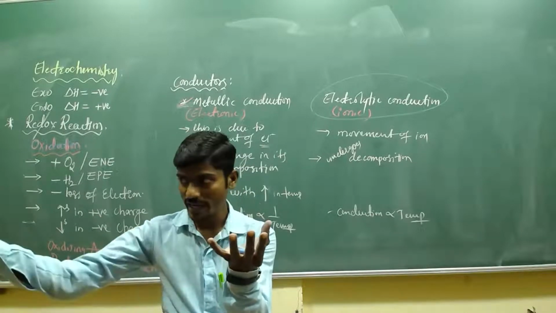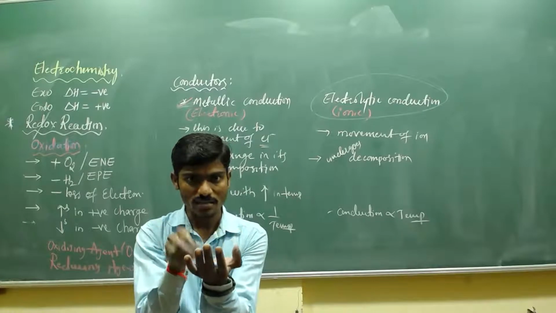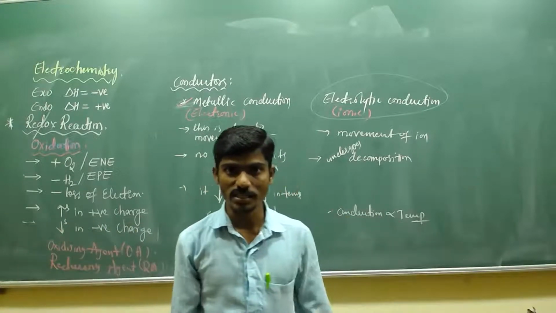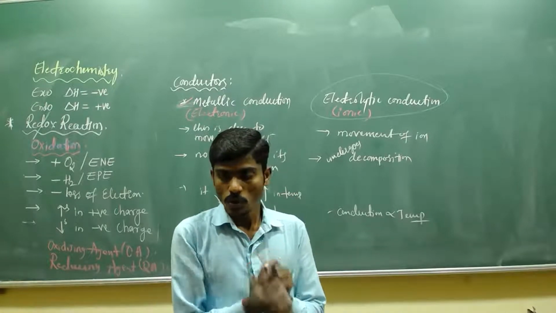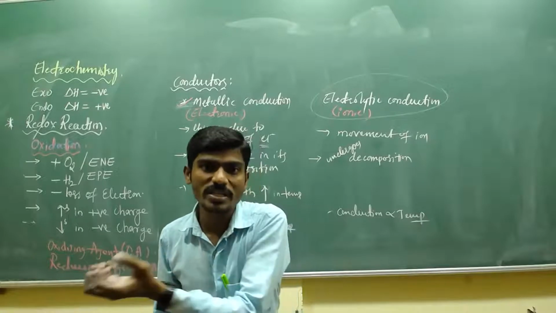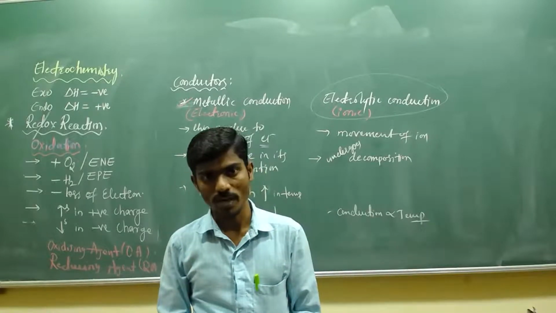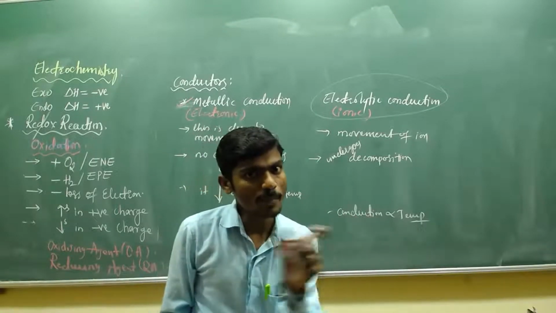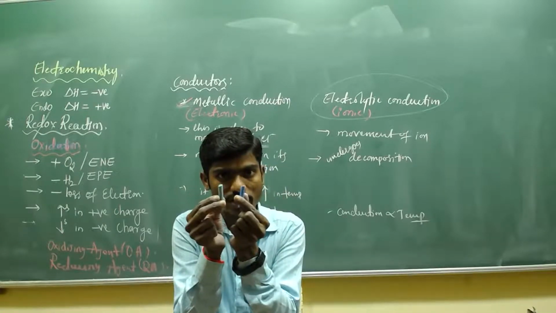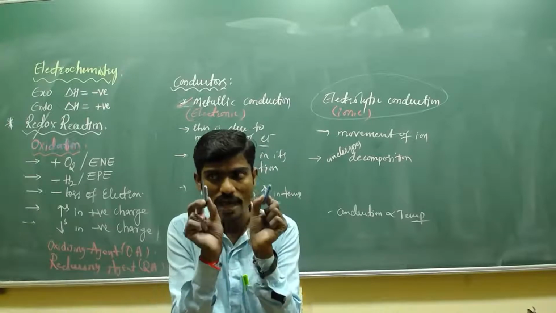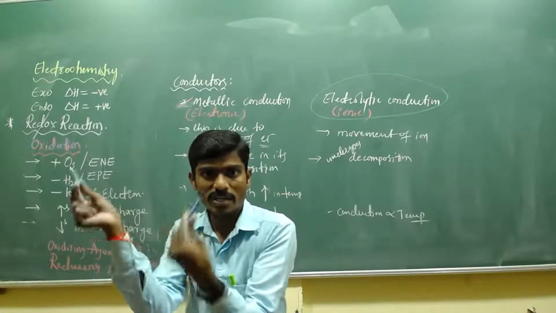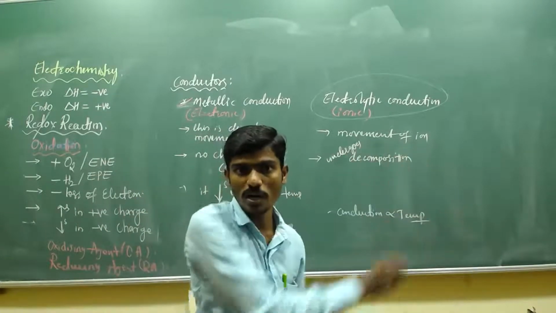Through this solution, when current is passed, ions are the carriers of current. So therefore, it allows the passage of electricity to pass through it. So when current is passed, it is ions which carry the electron from one end to other. So this conduction depends upon the inter-ionic interactions, because in electrolytic solutions ions are there. If these ions are free, these ions carry the electrons from one end to other.